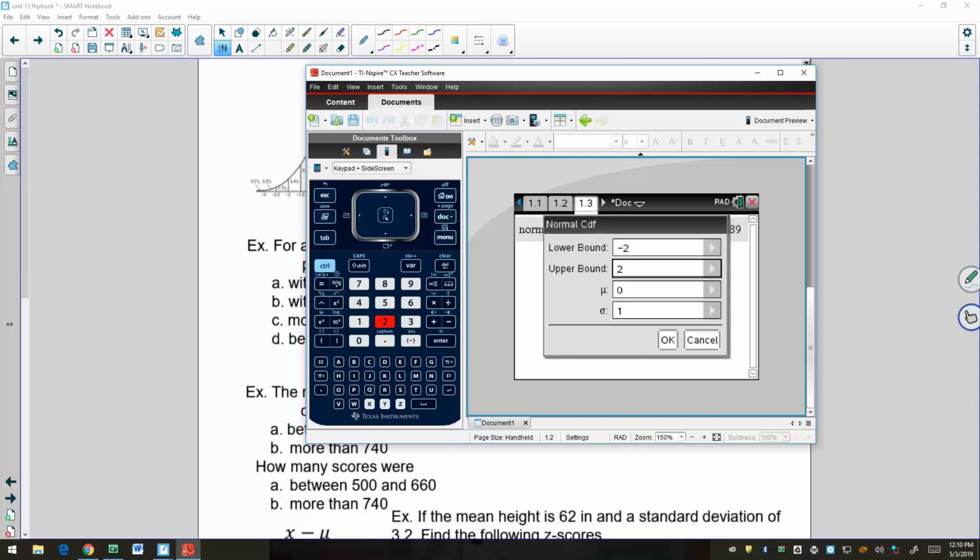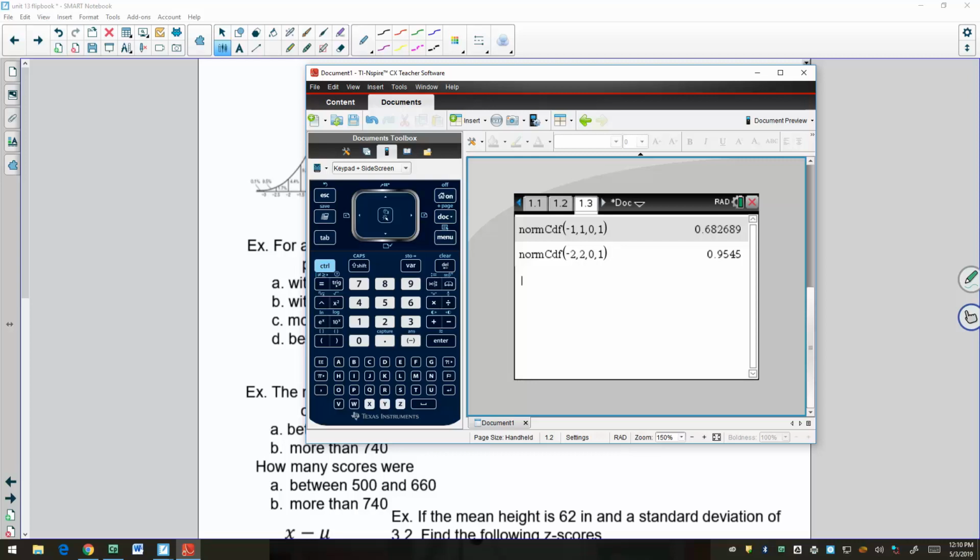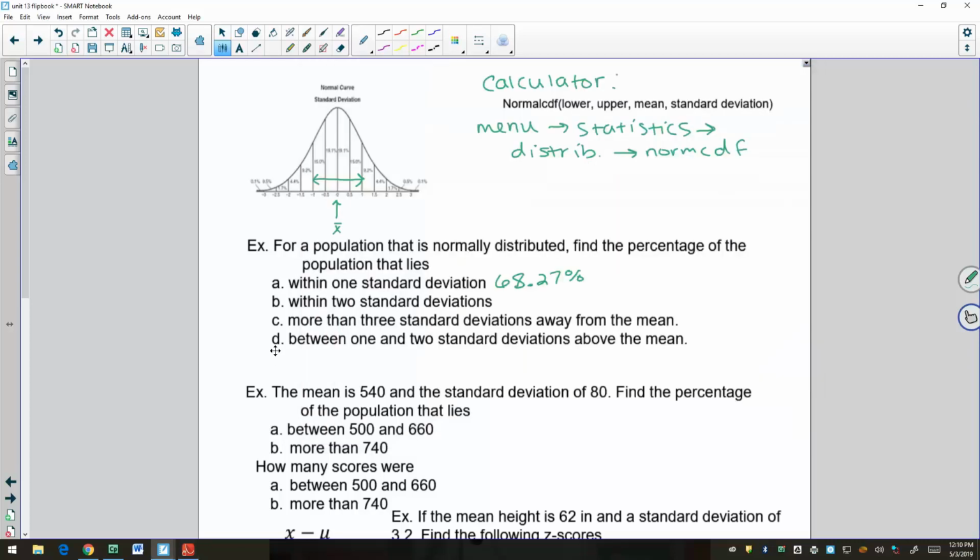Our mean is 0, and our standard deviation is 1. It's about 95.5 or 0.45, depending on how many decimals. It doesn't say what to round to, but it will on a test question. More than 3. Okay, so listen carefully. You might want to make a note to yourself.